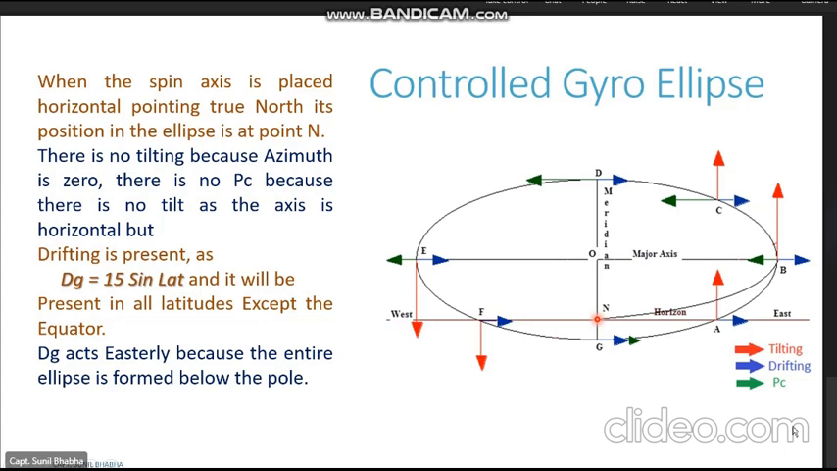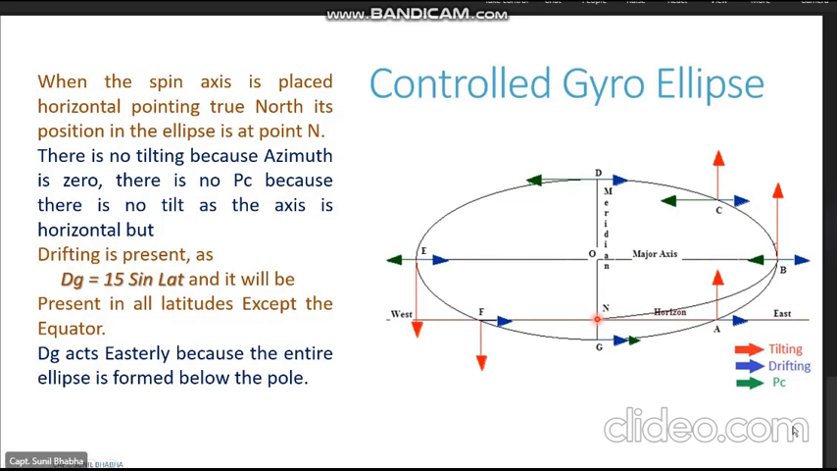At point N, the control precession will also be 0 because control precession is proportional to tilt. And right now the spin axis at point N is pointing in the horizon. We don't have any tilt, 0 tilt. No upward tilt, no downward tilt, the tilt is 0. If the tilt is 0, the control precession will always be 0.